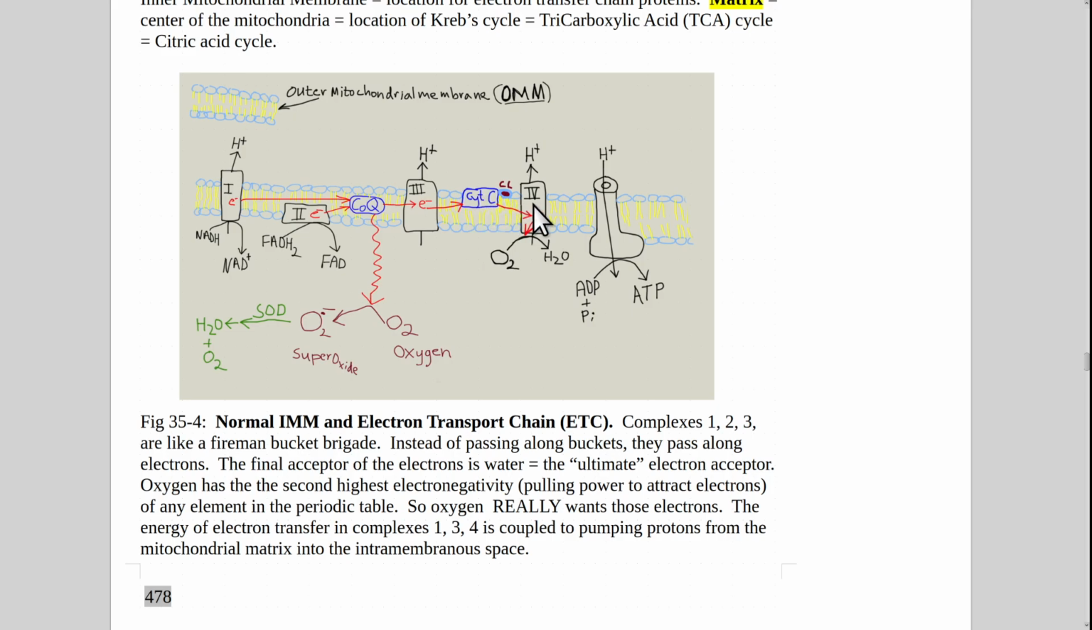Complex 4, and that's a real important one, and oxygen accepting the 4 electrons occurs right about here, and it becomes water. And then here is ADP, which gets a phosphate added to become ATP. This complex 5 is ATP synthase. Okay, so that's really key stuff.